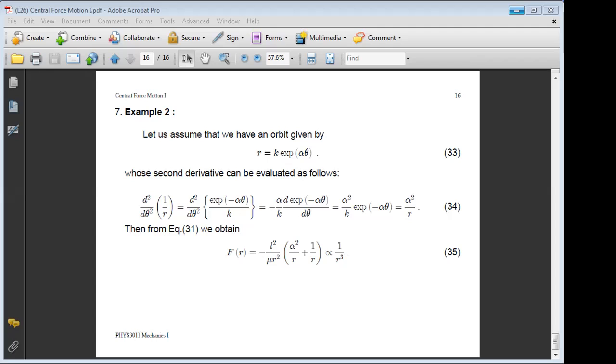For the case E1 equal to 0, what happens? It will come in and hit the potential barrier, and bounce back. So this is a watershed between bounded motion and unbounded motion.